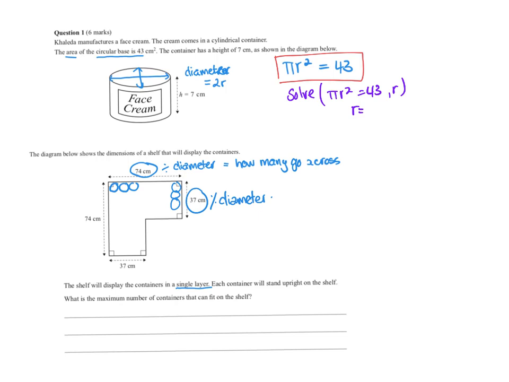So I work out that the radius is 3.7. Therefore the diameter is equal to 7.4. If it's 7.4, if you do 74 divided by 7.4, it means we can get 10 across here. That'll equal 10. If I do 37 divided by 7.4, I end up with 5. So I can get 5 down along here.